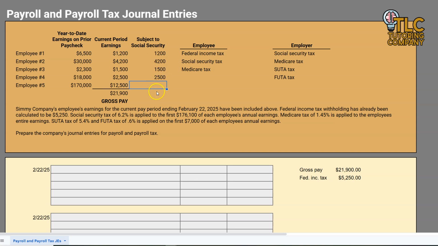with the exception of employee number 5. Employee number 5 can only get taxed on a maximum of $176,100. And they've already been taxed on $170,000 of their earnings. So they can only get taxed on an additional $6,100. So the remainder of their current period earnings won't get taxed. And anything that they earn through the remainder of the year won't get taxed on that Social Security amount. All right, let's go ahead and clean that up a little bit.